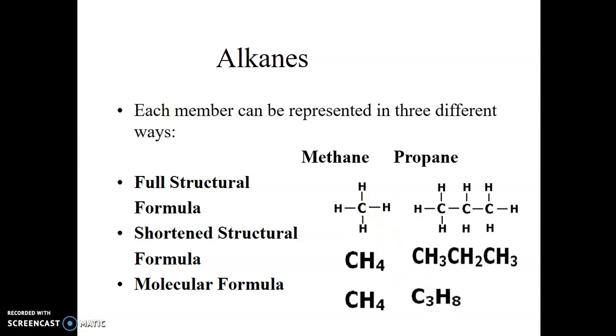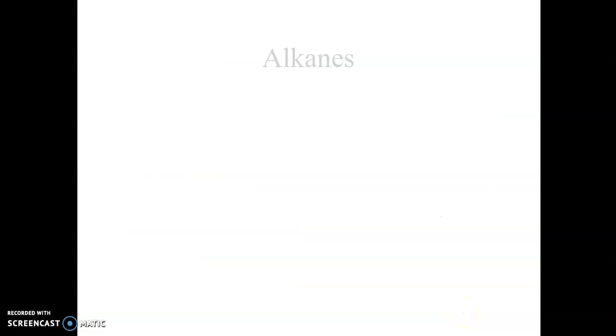So we've got methane and propane there. Methane, 1 carbon, 4 hydrogens, CH4. Propane, 3 carbons, 8 hydrogens. So the shortened structural formula, without drawing it out, would be CH3, which is that part, CH2, which is that part, and CH3, which is that part. And then it can be represented as C3H8 for the molecular formula.